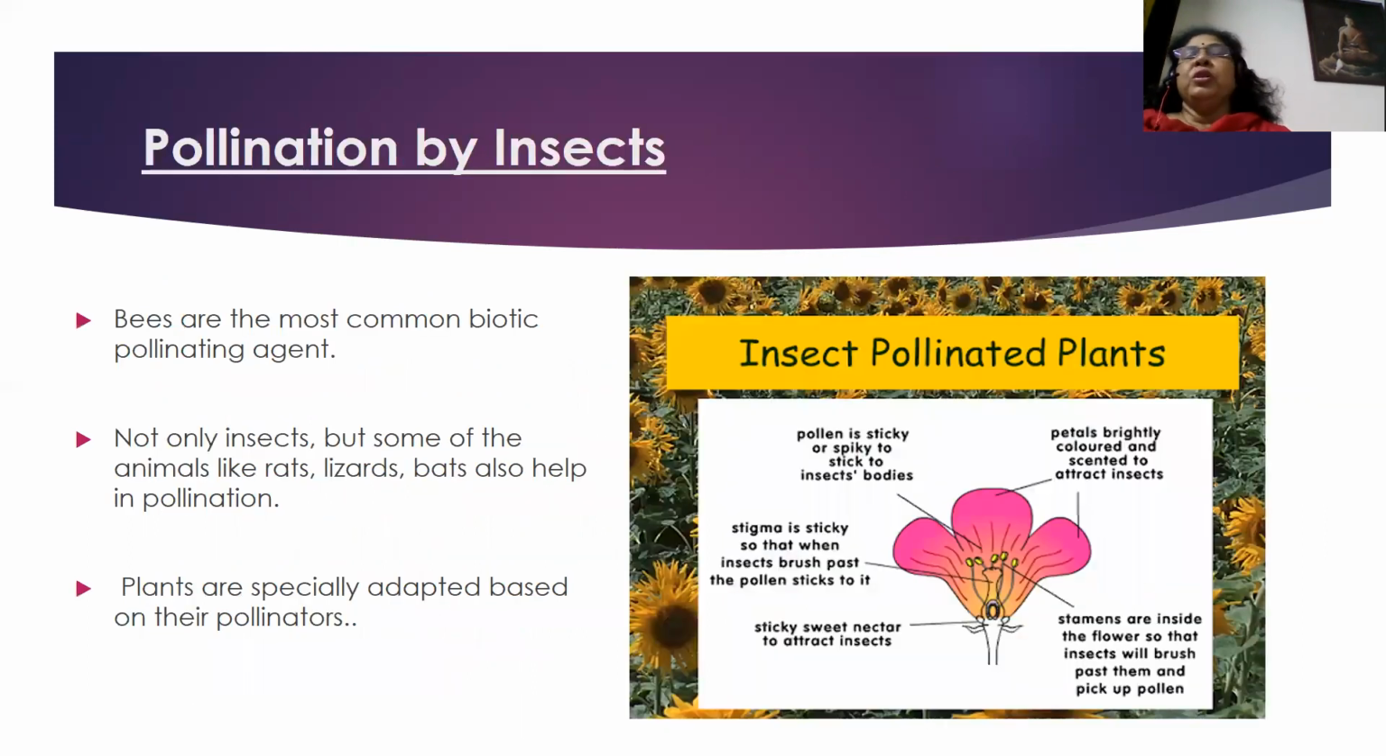Now let's talk about pollination by insect. Naturally, if the flower is insect pollinated, then it is beautifully colored. It produces nectar, it produces smell, a sweet smell, but it also produces a foul smell. If it has to attract flies and beetles, it will produce a foul smell. But if it has to attract butterflies or the ones which get attracted by sweet smell, it will produce a sweet smell. It produces nectar, and nectar is a reward to the insect.